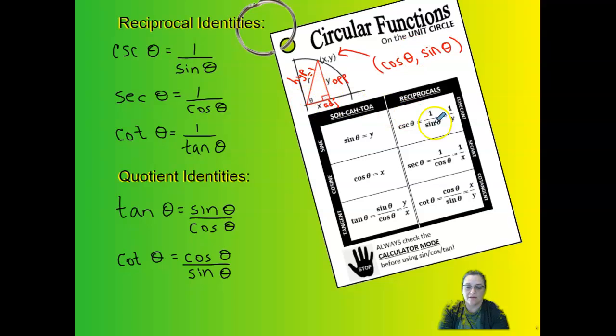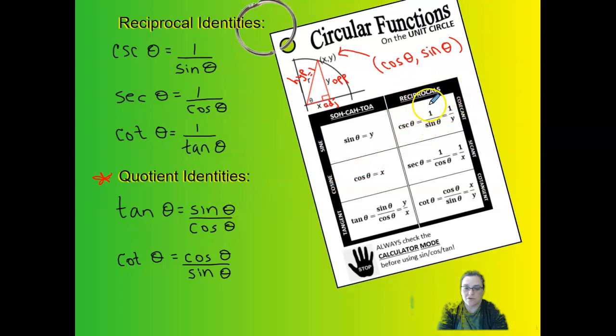Now to find the tangent, that's opposite over adjacent, which is y over x. But because sine is y and cosine is x, we can also represent the tangent as the quotient sine of theta divided by cosine of theta. And that's our first quotient identity. Tangent is defined as sine over cosine.